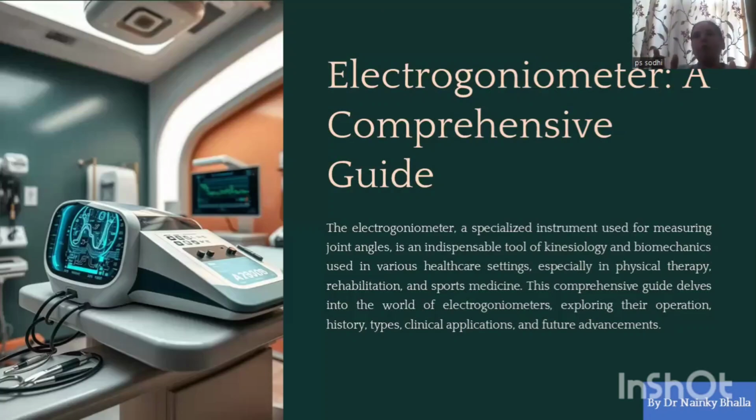Now we all know about goniometers, and the goniometers which we use are manual ones, which have two arms and a protractor. It was initially a fluid goniometer, then a gravity-induced goniometer, but now we have come up with technology. A change has happened, and because of that we are now using the electrogoniometer. So what is an electrogoniometer?